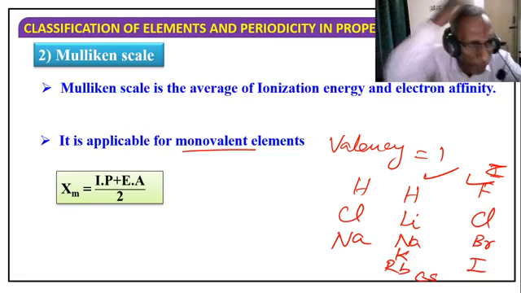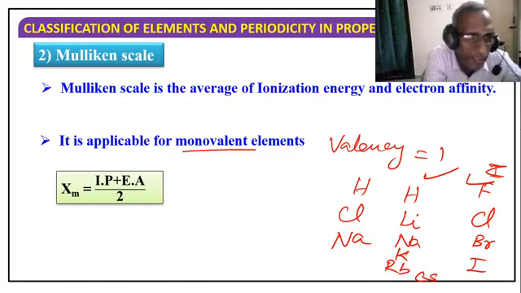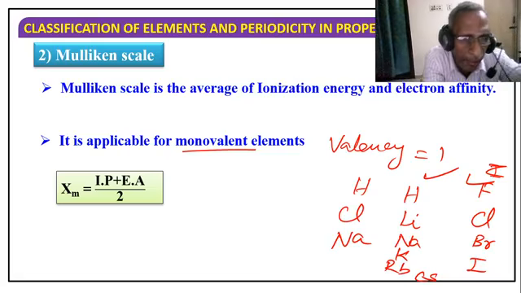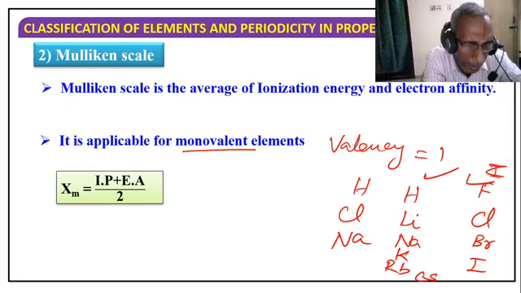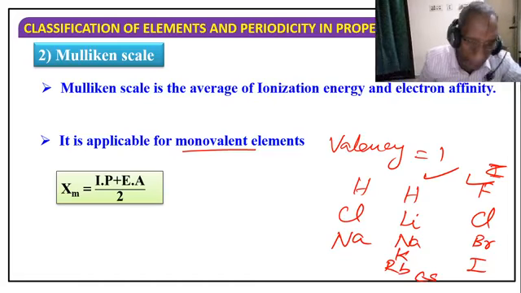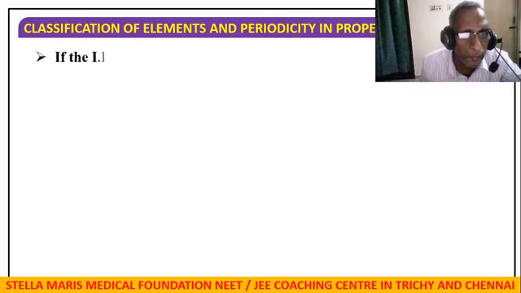How is it defined? It is easy to remember. Mulliken's electronegativity X is equal to the average of ionization potential and electron affinity. What is meant by average? We have to add and divide by 2: the sum divided by the number of data. Here the number of data is 2. The sum is ionization potential plus electron gain enthalpy.